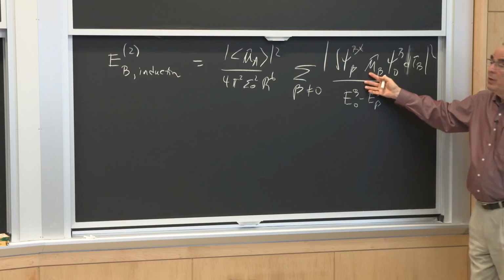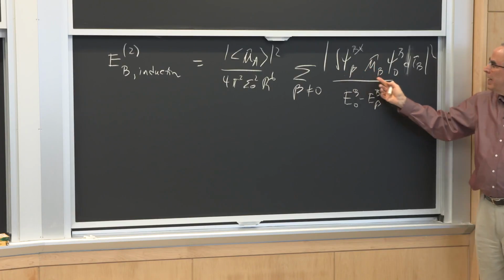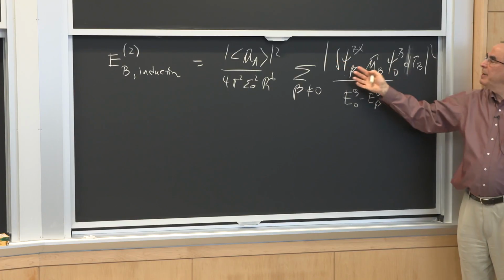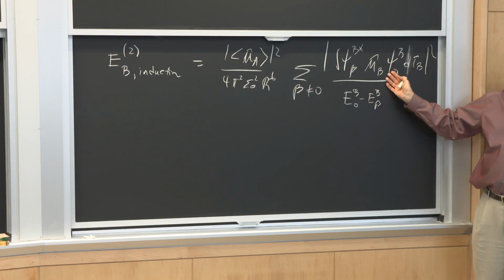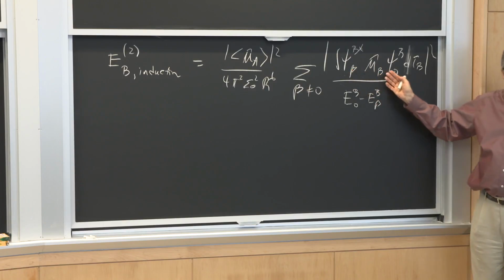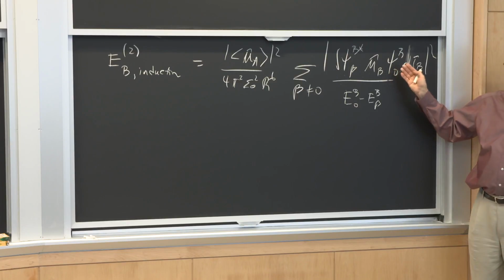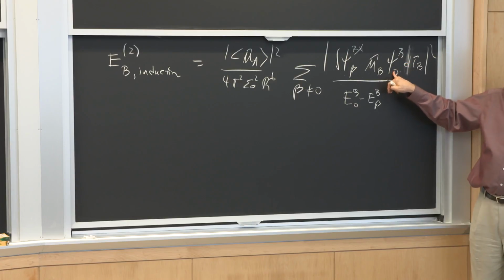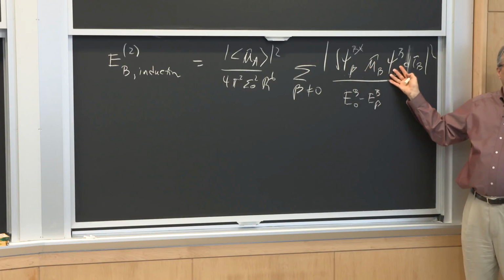Now, I just told you that the permanent dipole moment for particle B is 0. But this is not the permanent dipole moment, the expectation value of the dipole moment. This is an off-diagonal matrix element of the dipole moment. This is the transition dipole, a transition between the ground state of B and some excited state, the beta excited state of B. Well, we can write something like that.